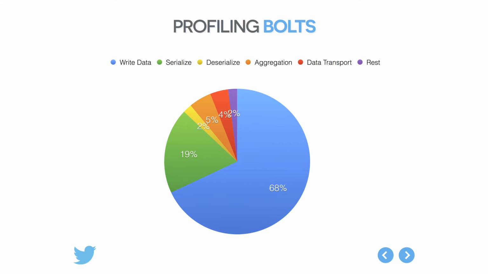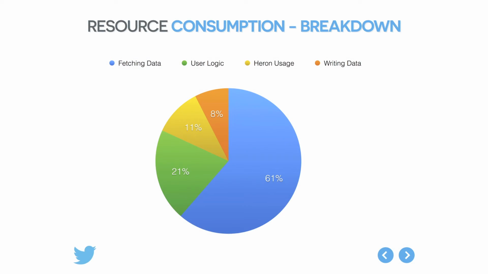Now profiling the bolts: writing data into Redis takes 68%. Remember, in the grand scheme of things, the bolt is taking much less compared to the spouts. Serialization and deserialization takes around 20%, and the aggregation and data transport take only a small percentage. So effectively, fetching data costs you more, like 61%, and usual logic takes 21%. Heron usage is 11%, and we have room in Heron to make it even 3x to 4x faster, but this is adequate for most of the processing at this point.